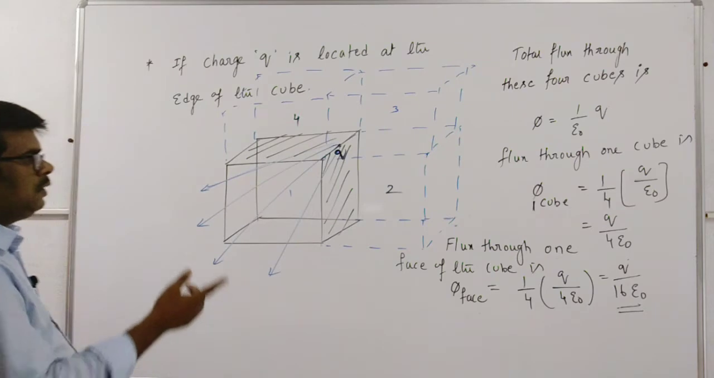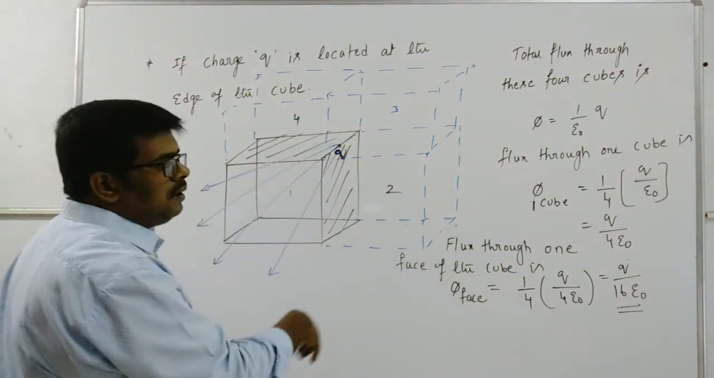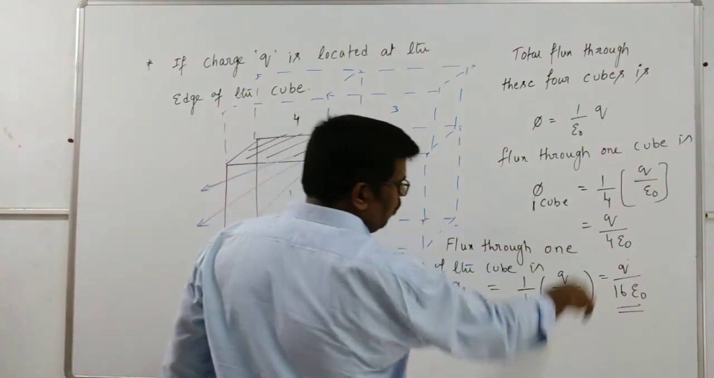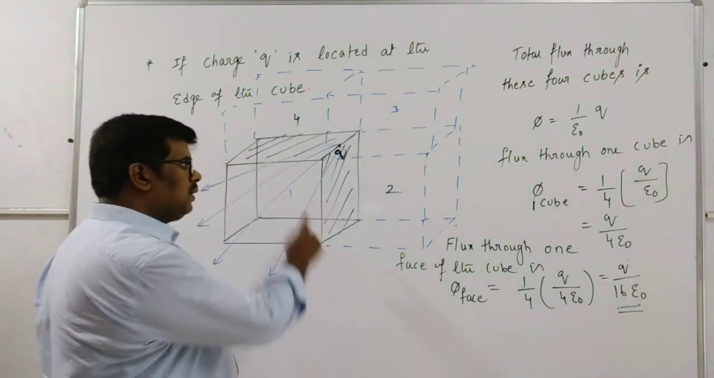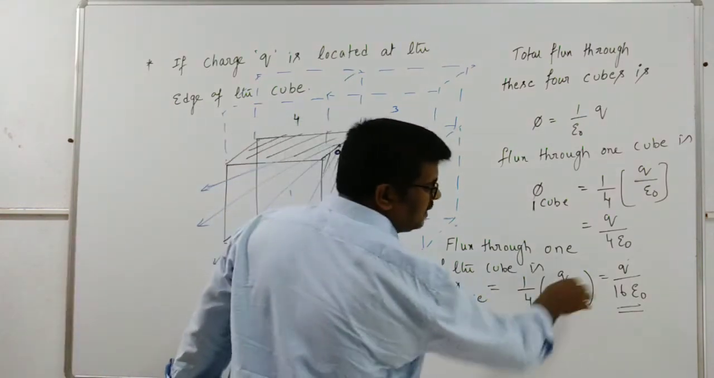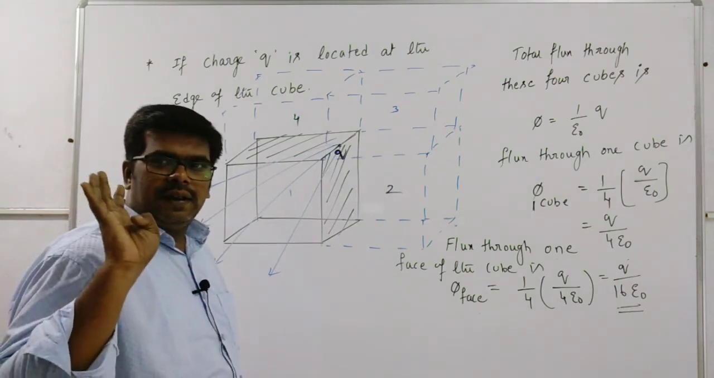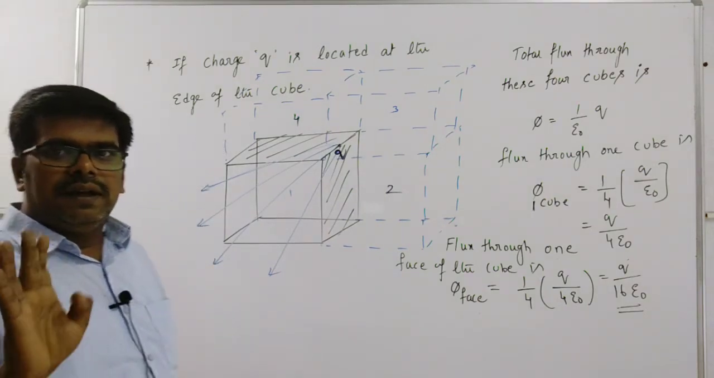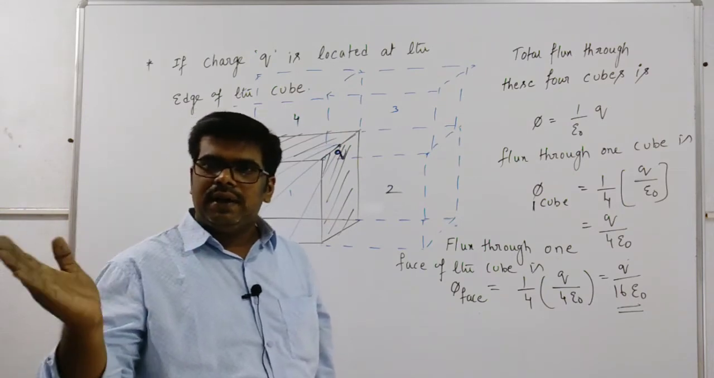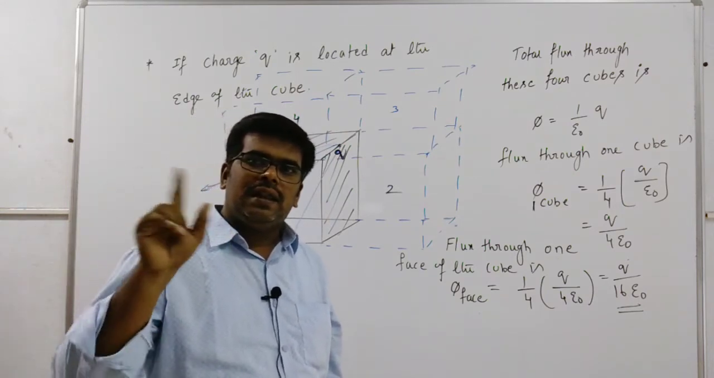Next case, if the charge is located at the edge, flux through the cube is nothing but q by 4 epsilon naught. Flux through each face is q by 16 epsilon naught. So we discussed when the charge is located at the center, at the face, and at the edge.